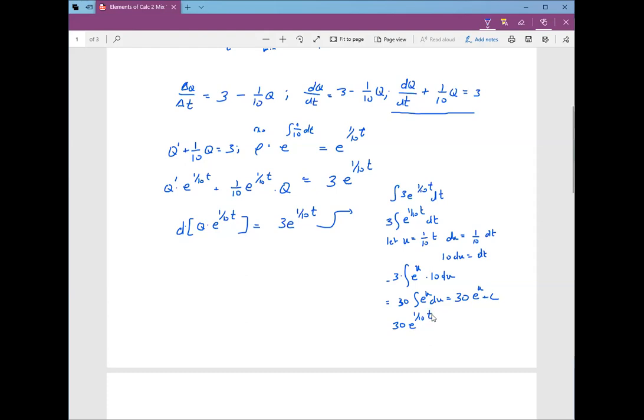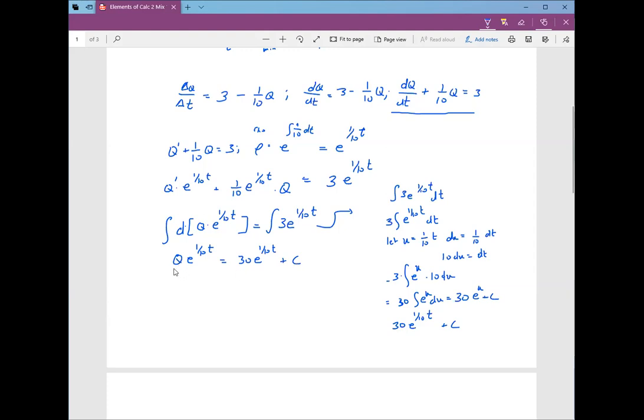U was 1 over 10 t plus c, and that's what we're going to put in here. So when we integrate both sides, we go back and integrate both sides here. This is going to be q e to the 1 over 10 t. This is equal to, well, what's the result of this integral? We did all of this work to figure that out. We're just going to plug this in. We're not going to do it again. And this was equal to 30 e to the 1 over 10 t plus c.